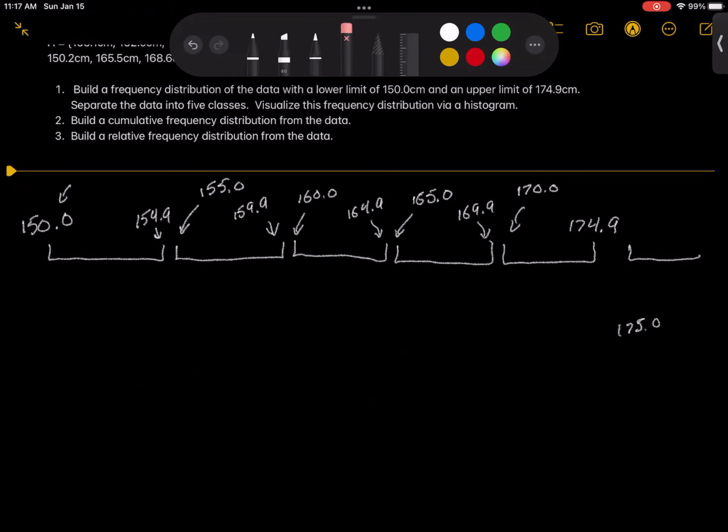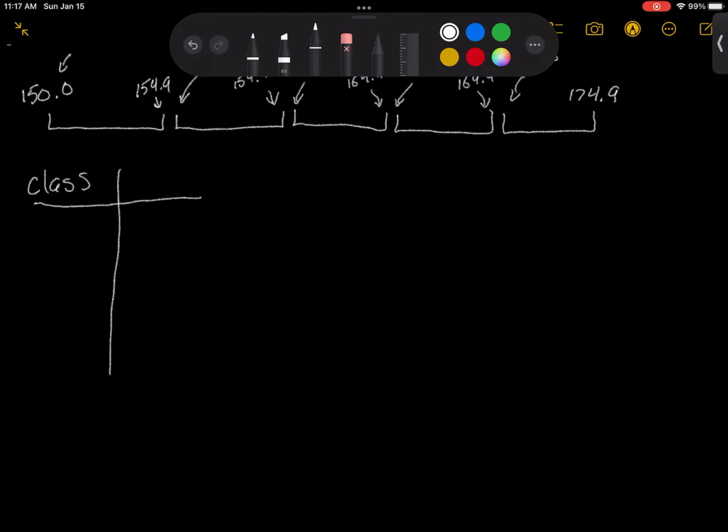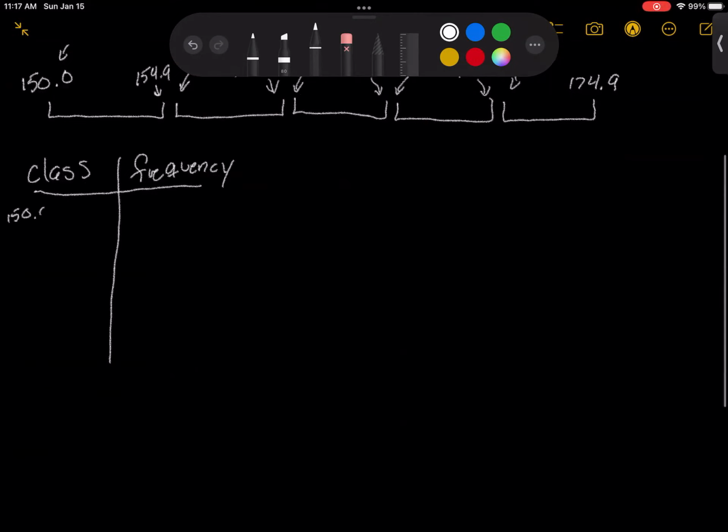So this is a good way to visualize what's going on. Typically, when we write down frequency distributions, we'll use T-charts. So we'll have our classes here and the frequencies of those classes here. So the first class is going to range from 150.0 to 154.9. The second class begins at 155.0 and goes to 159.9, and will continue in this manner.